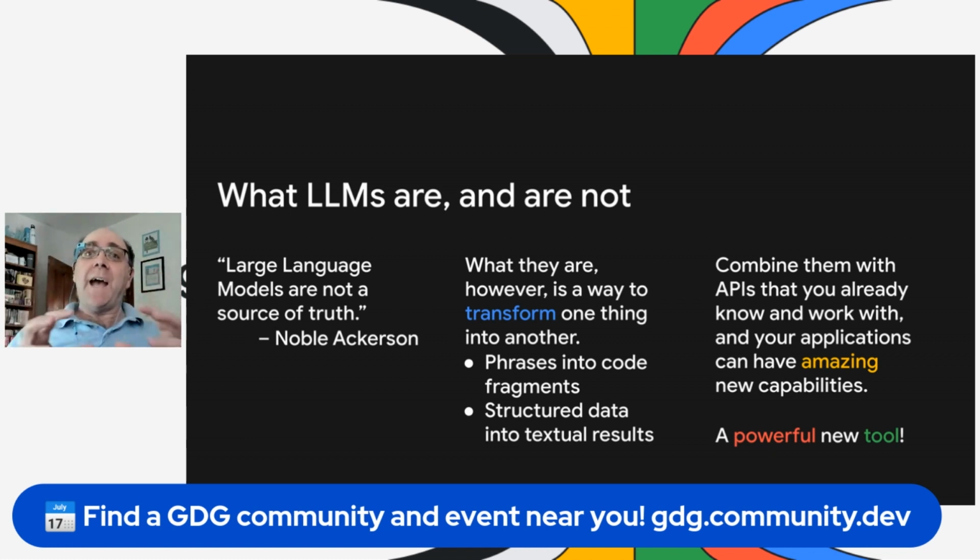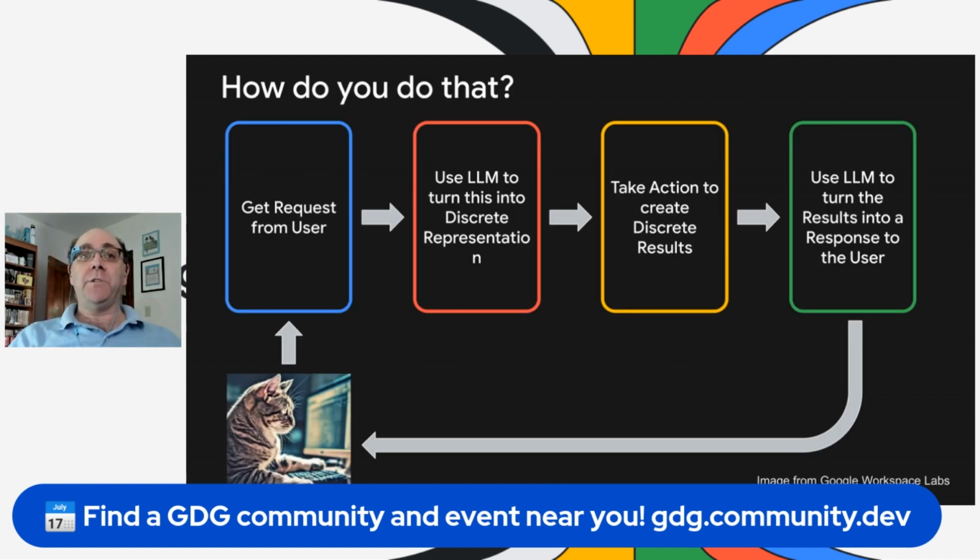When we take that and combine it with the APIs that we as developers already know and are familiar with, then our applications can do amazing things. This is a powerful new tool that all developers are able to tap into. So how do we do that? Kind of breaks down into 4 parts.